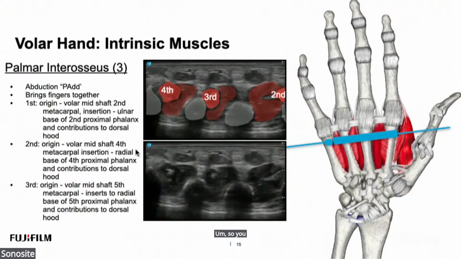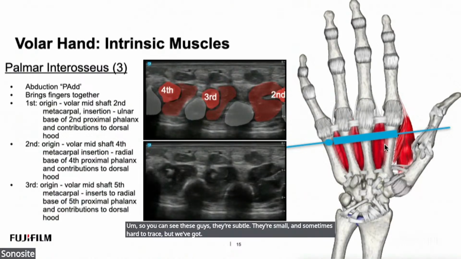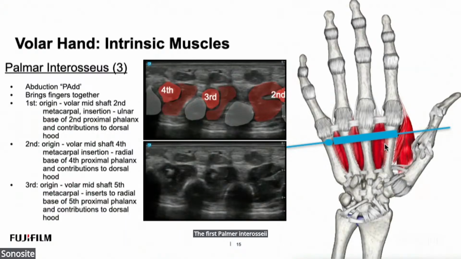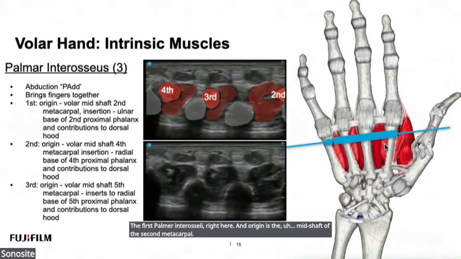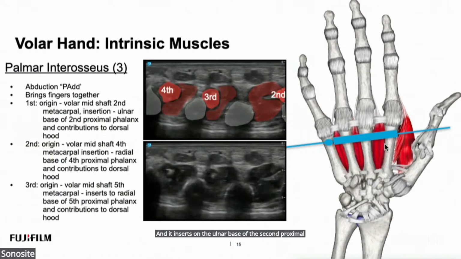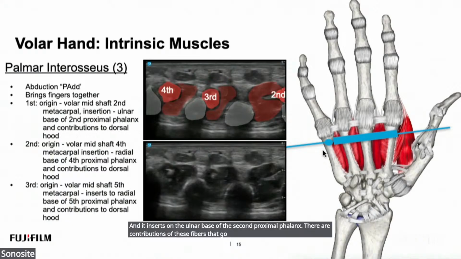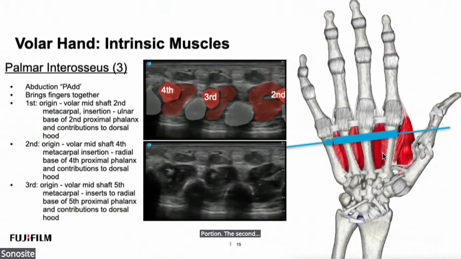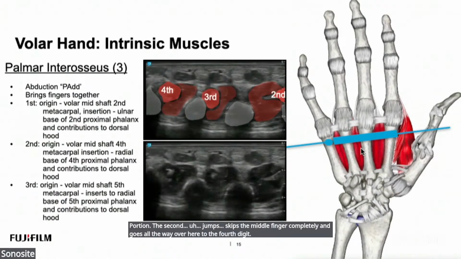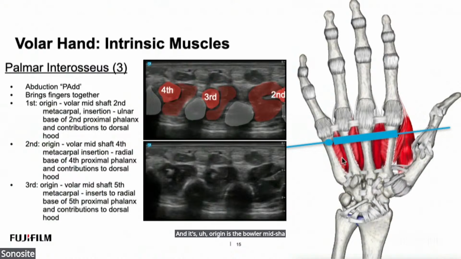So you can see these guys, they're subtle, they're small, and sometimes hard to trace, but we've got the first palmar interossei right here, and its origin is the mid shaft of the second metacarpal, and it inserts on the ulnar base of the second proximal phalanx. There are contributions of these fibers that go to the dorsal extensor hood, which we'll cover in the advanced portion. The second skips the middle finger completely and goes all the way over here to the fourth digit, and its origin is the volar mid shaft of the fourth, and it inserts on the radial base of the proximal phalanx. Also contributes fibers to the dorsal hood.